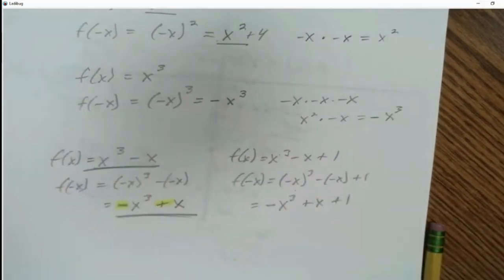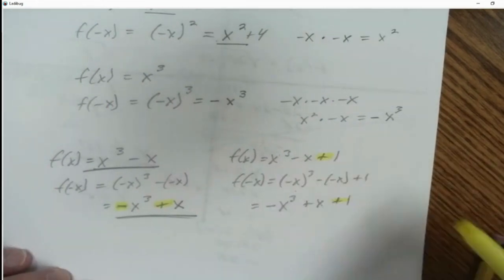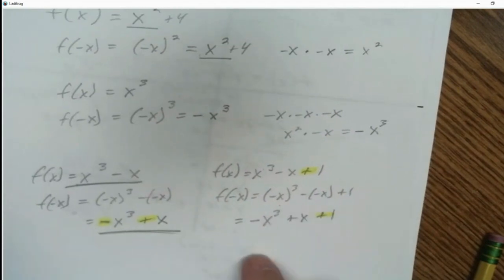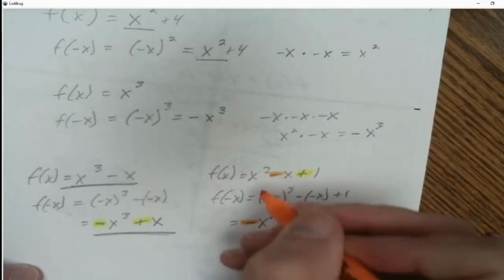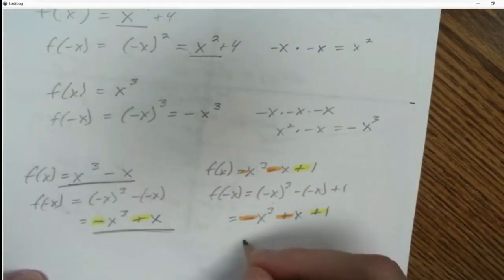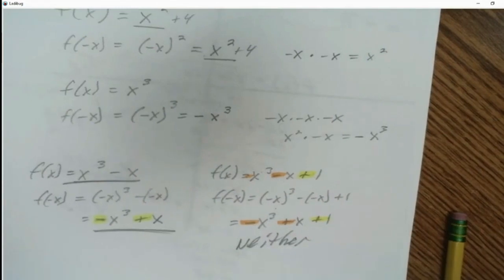This is not even or odd because this is exactly the same, but the other one's different. Right? These are both different. So since it's a combination, this is neither. This is neither even nor odd. Neither.